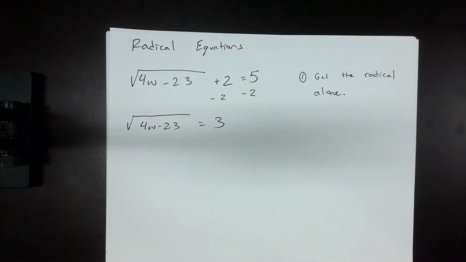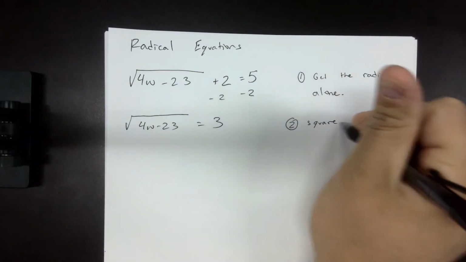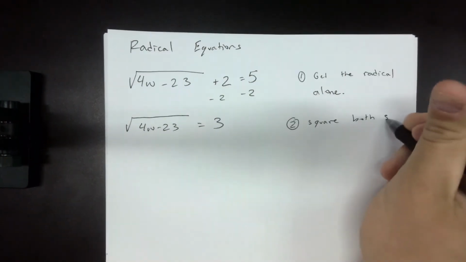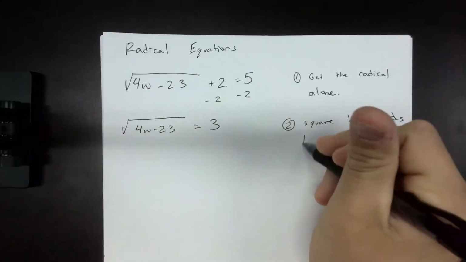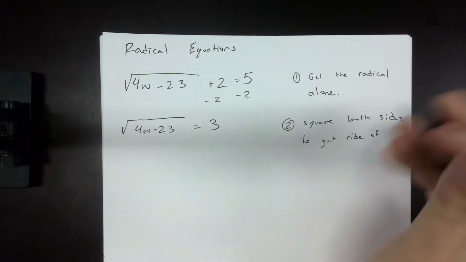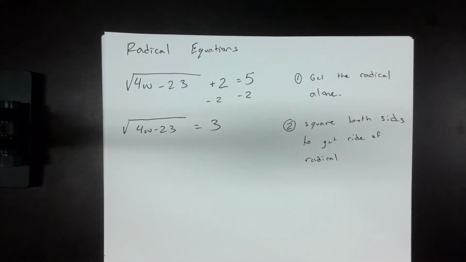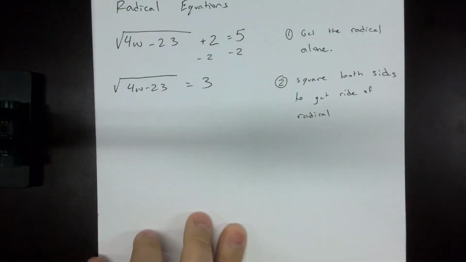The radical is by itself now, right? The radical is all by itself. We don't have the plus 2 on the same side. You have to get the radical alone in order to do it. As soon as the radical is alone, you're going to square both sides to get rid of the radical. So we're going to square both sides to get rid of the radical.